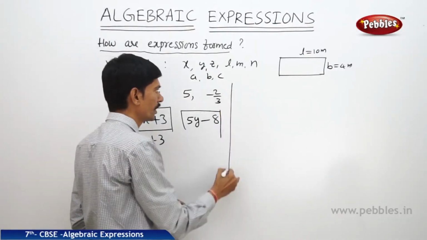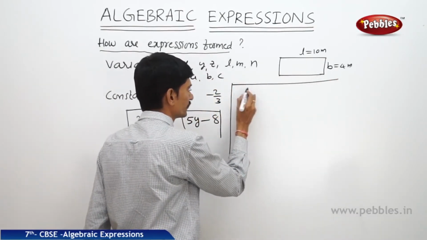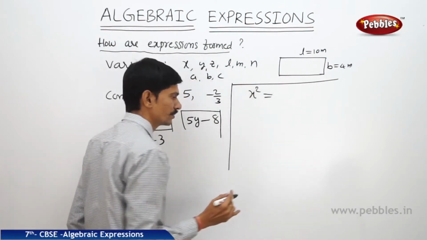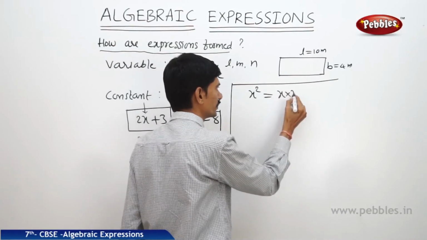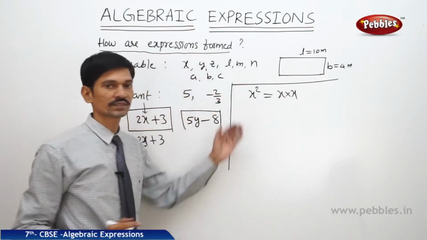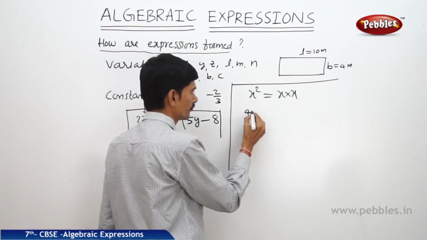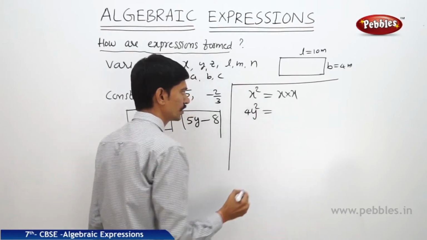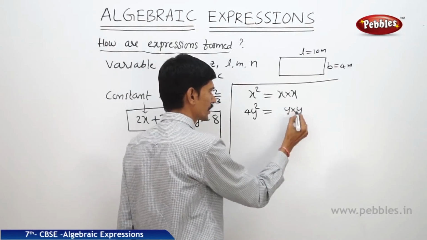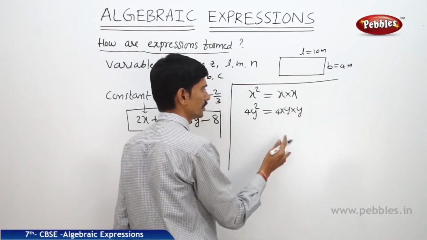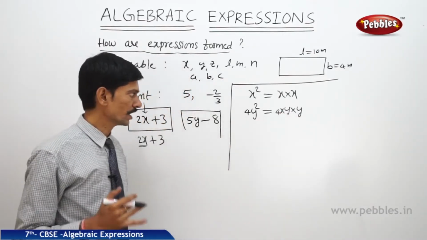Sometimes we combine the variable with itself. For example, the expression x square is obtained by multiplying x by x itself, so we get the term x square. And another expression, 4y square, is obtained by multiplying y by y, and this product is again multiplied by the constant 4. So then we get 4y square. Now let us see another example.